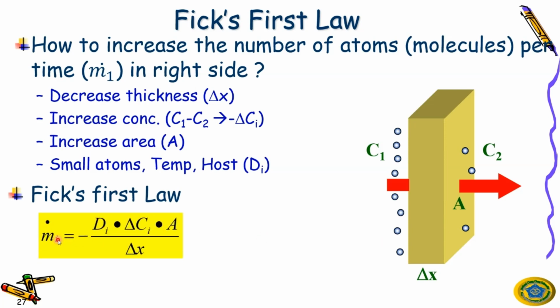Mi over dot, so this is Mi, right? Mi over dot equal to what? Diffusion coefficient is a proportion of diffusion coefficient, and then times what? Delta C. Delta C is minus here. C1, C2. If you have C1, C2, this is higher, this is lower. So vice versa. This is what? Delta C has a minus here. And then you have A. If you increase the area, you can have more atoms, right? Okay, and then divided by what? Delta X. The thinner, the better. So you can have an equation like this.